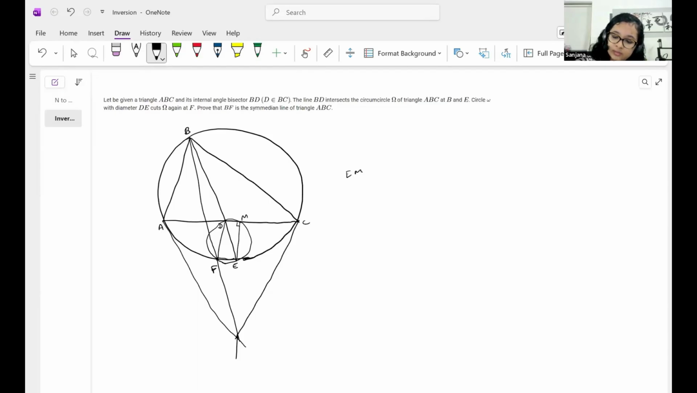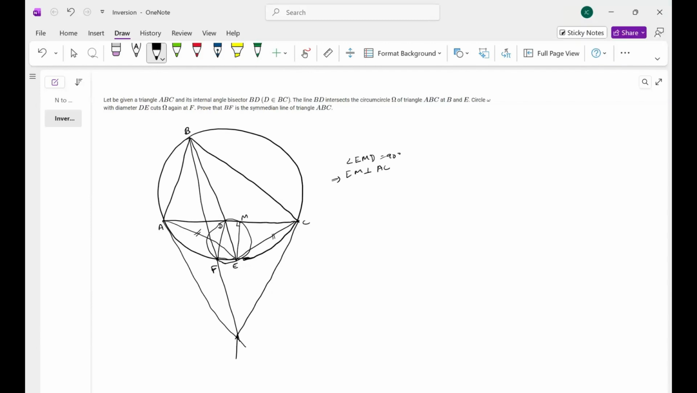EM is perpendicular to AC, right? Because the angle EMD should be 90. And this is the midpoint, right? Because E is the midpoint of arc AC, so the foot from E to AC should be the midpoint. Does everyone see that? Yes. We could also say this is the C-median point.